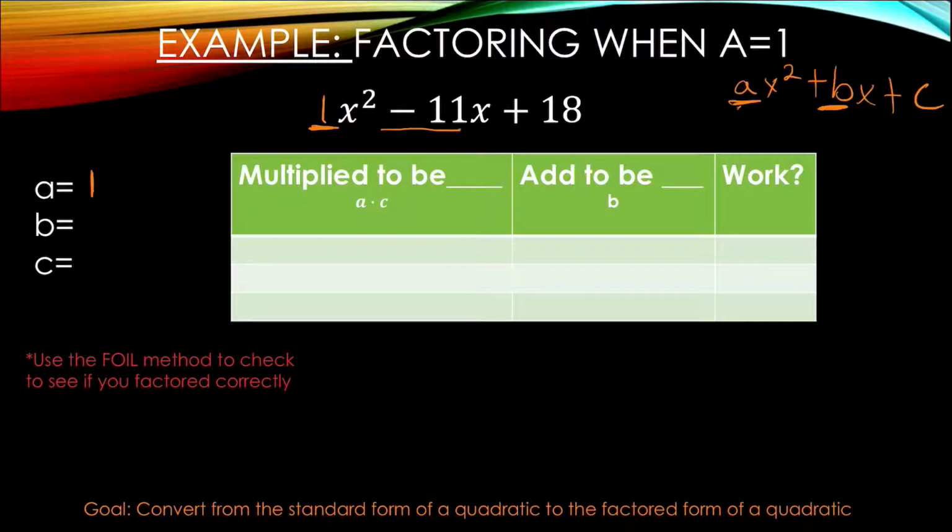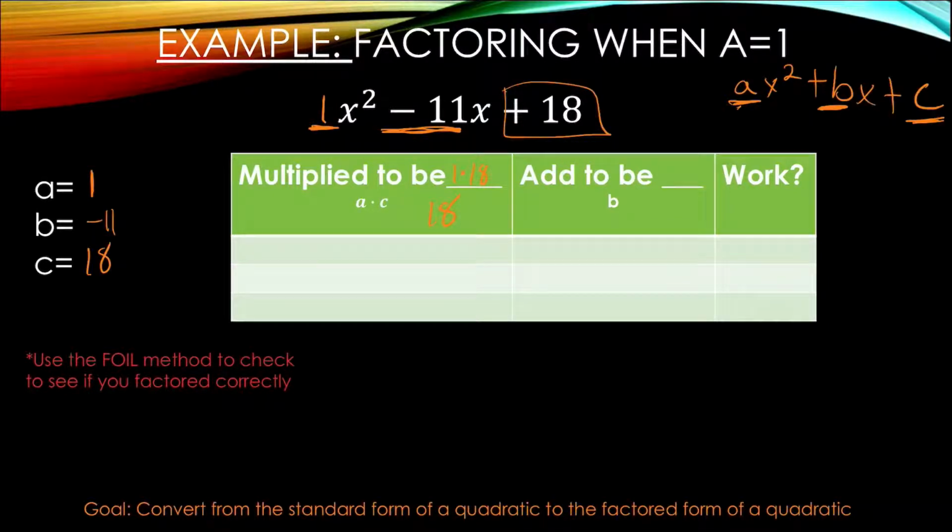The next thing is b. I noticed that b is a negative 11. And then c is my constant term. I have to include if that's positive or negative, so it's a positive 18. Okay, so I have my setup. The first thing we're going to do is see what I get when I multiply a times c. So 1 multiplied by 18, we get 18.